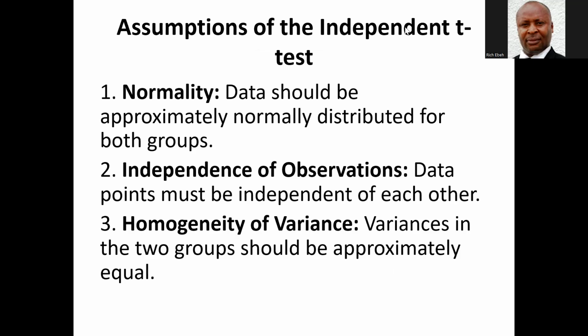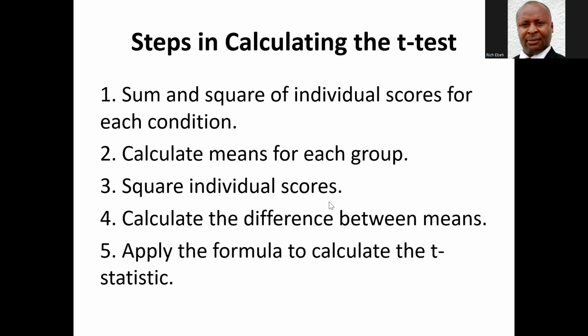The assumptions for the independent t-test: normality, data should be approximately normally distributed for both groups. Then independence, data points must be independent of each other. And then the homogeneity of variance. This is a more concise way of what I just explained.